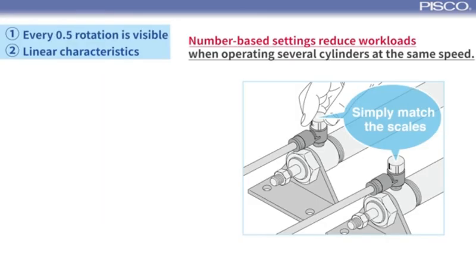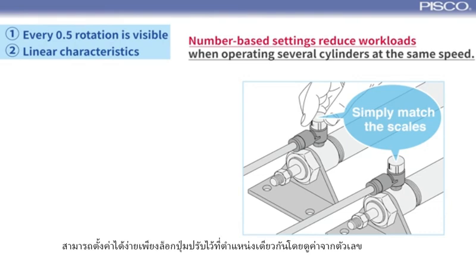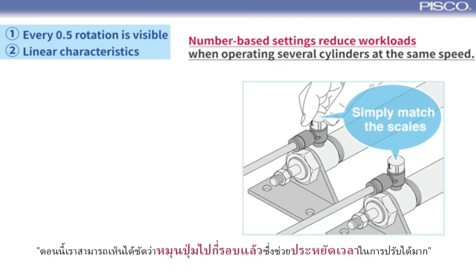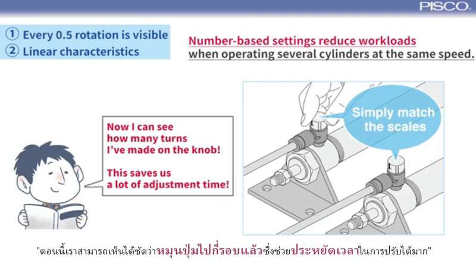If you need to adjust the speed of several cylinders for simultaneous operation, you can adjust it by simply fixing the knob in the same position, which can be confirmed by the indicator. Now, I can see how many turns I've made on the knob. This saves us a lot of adjustment time.